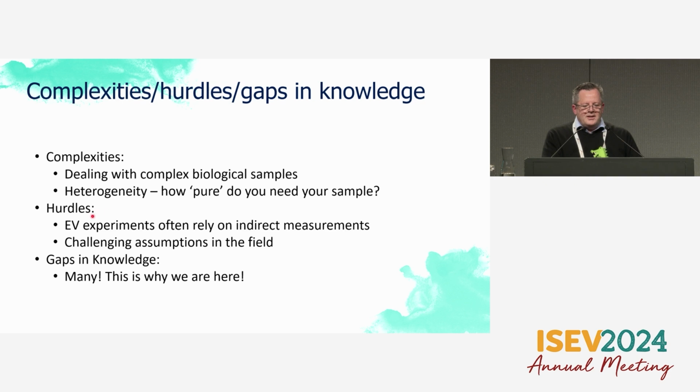Some hurdles, well, EV experiments often rely on indirect measurements. So some of the instrumentation we use is measuring EV, say, size by indirect measurements. So that's something we have to remember as well. So also try and understand the technical limitations of the equipment that you're using in your experiments. And also, don't be afraid to challenge assumptions in the field.